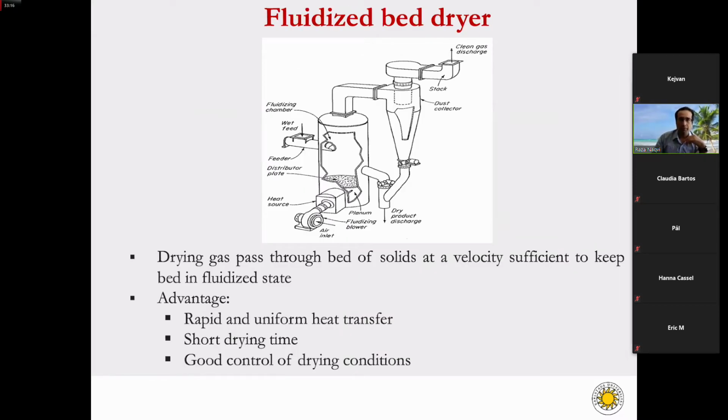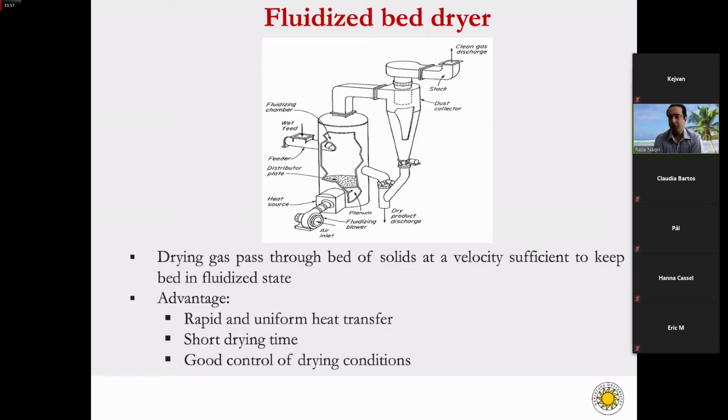Another important type is the fluidized bed dryer. In this type of dryer, we use air or dry gas to fluidize the material. So the drying gas should have sufficient pressure in order to hold the wet solid material in a fluidized state. And there are certain advantages. Normally, we have a high heat transfer rate and higher heat transfer coefficients, and a short drying time is required in the dryer. And due to the fluidization, we can have good control of drying conditions inside the dryer.